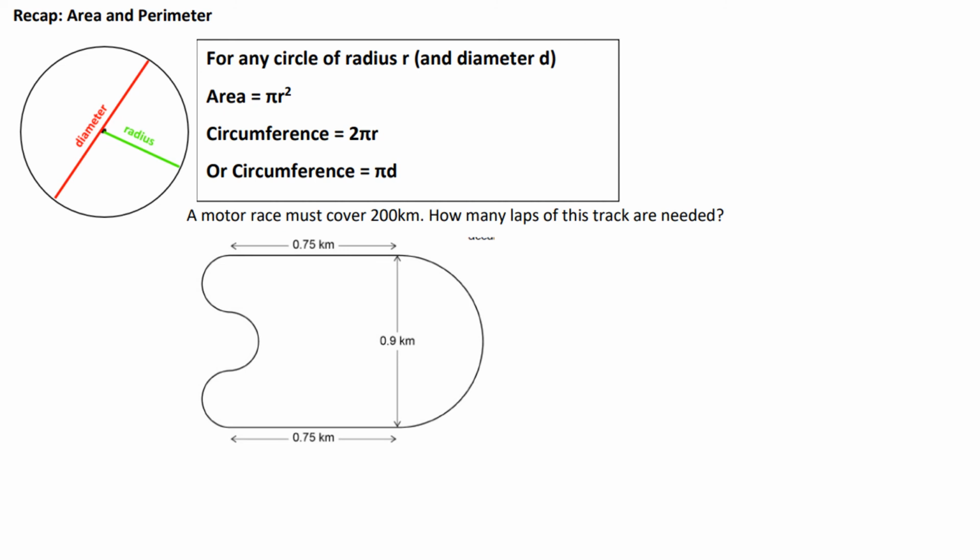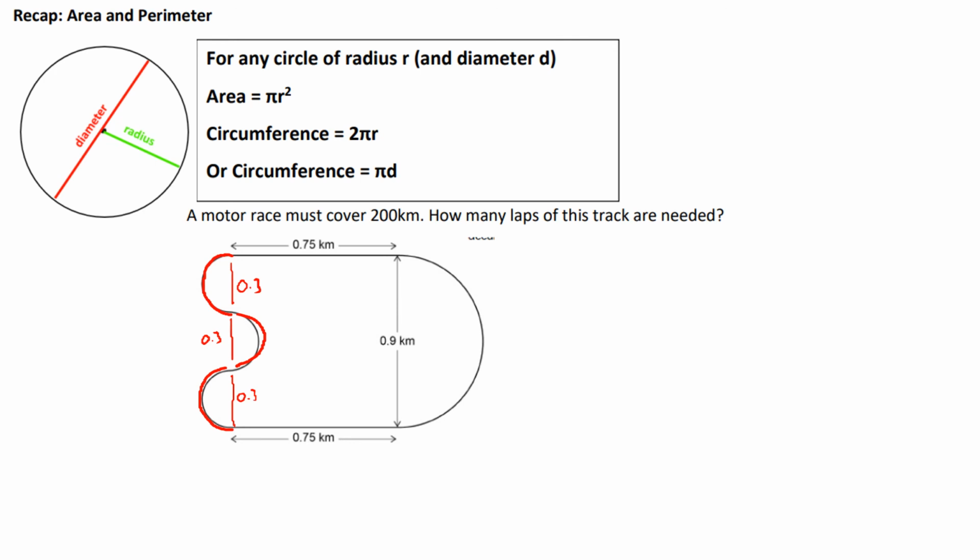So this one, we've got a motor race covering 200 kilometers, and we want to know how many laps of the track cover 200 kilometers. So what do we need to know? We need to know the distance around that track. Now what does the track consist of? The track consists of 3 of these semicircles, these little semicircles. Now how big are they? Well, if this is 0.9 all the way down, and 3 of these fit into the same space, then each of these individual bits must be 0.3, and that's going to be like the diameter for our mini circles.